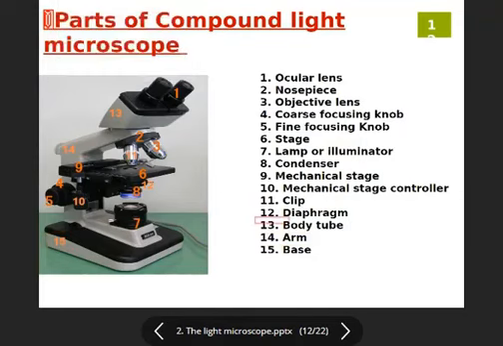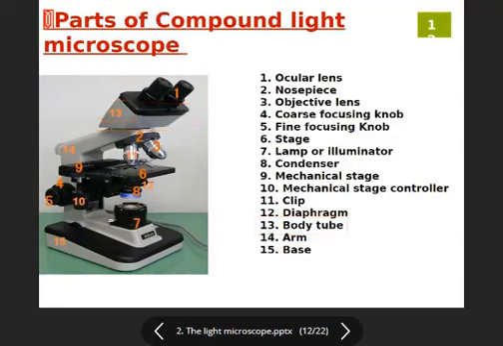This is number 13. Okay. And what is the function of this? This is the body tube. What is the function of this number 13? Ocular lenses, the eyepiece, are attached upon the body tube. I am repeating, the ocular lens is attached in the body tube. Okay, so this is the function. I hope this answers your question.